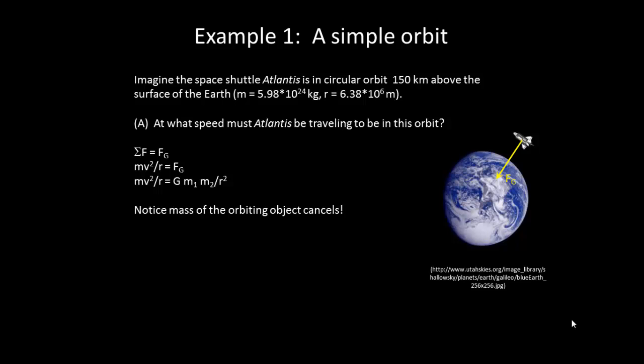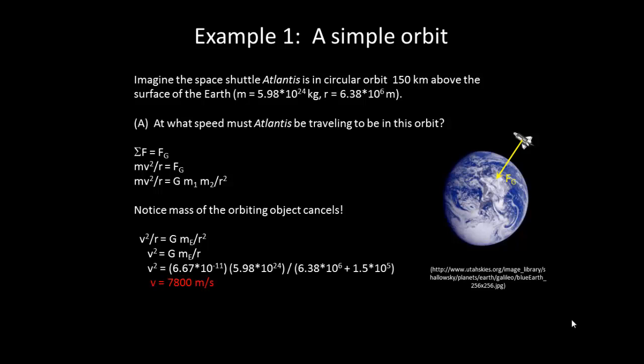Because the mass of the rocket is what is in mv squared over r, it is the one that cancels, and we're left with v squared over r equals big G times the mass of the Earth divided by the radius of the circular orbit. Notice that this radius of the circular orbit is also the same thing as the distance between the centers of our two objects. We can simplify this and then plug in our values, and we end up getting that the speed is 7,800 meters per second.